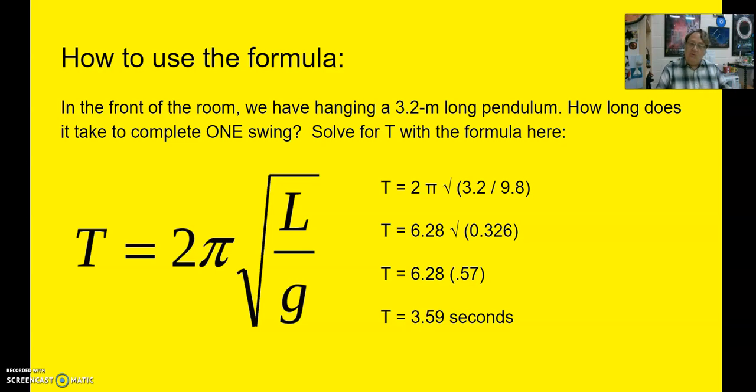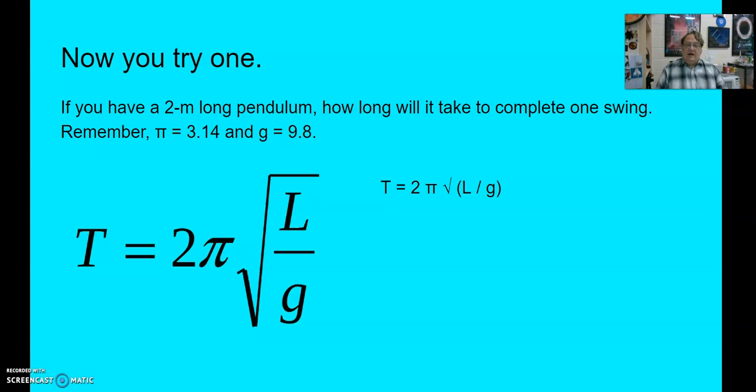Okay, so what I want you to do is try one on your own. I want you to imagine that you have a 2-meter long pendulum. How long will it take to complete one swing? Remember, pi is going to be 3.14. G is 9.8. Now, you can stop the video at this point and try it. Although I have to confess, I'm going to give you the answer here in just a minute, but I'm not going to show you how to do it. So, again, I would stop the video, or not, and then you can see what the answer happens to be here. You definitely want to work toward the answer if you didn't get it the first time.